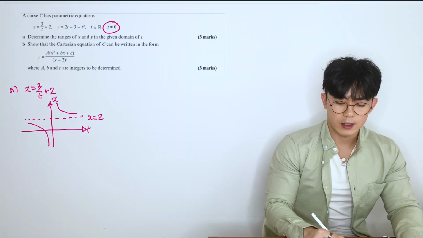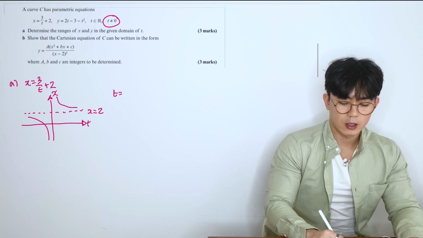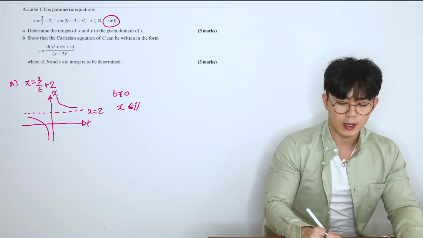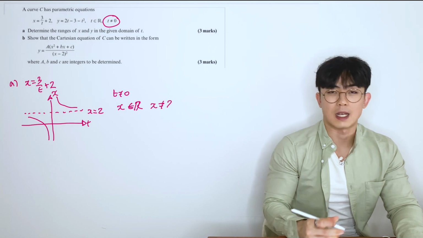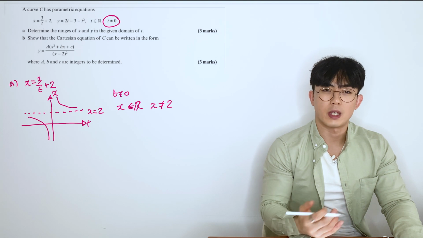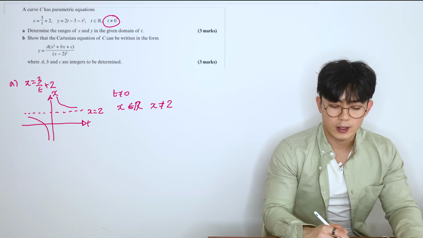And so they've said that t is not equal to 0, okay? So meaning that the possible x values, well, x can be all real numbers, except x cannot be equal to 2, because that's an asymptote, right? So this is technically the range of the parametric x, which in turn will become the domain of the Cartesian equation. Let's look at the range of y.